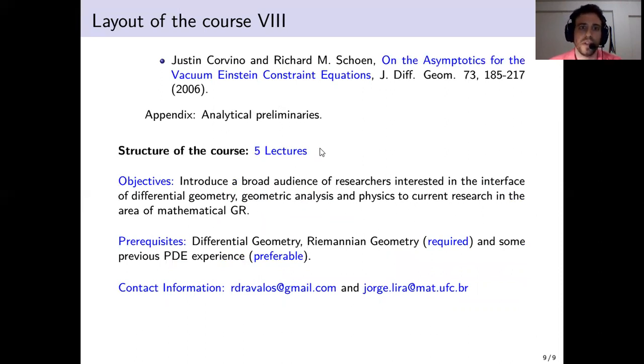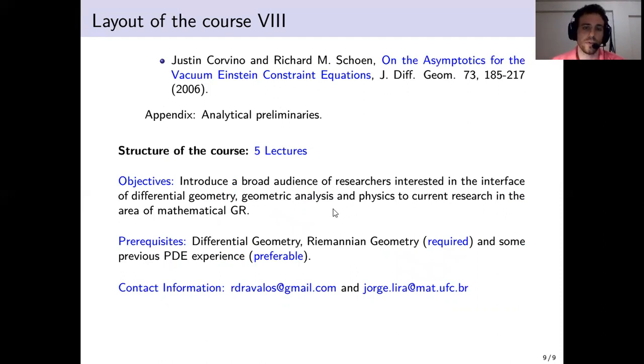This material will be presented within 5 lectures, and so probably not all the above material can be covered in the video lectures, but the idea is to cover most of it, and then for the audience to be able to complement these lectures with the written material. And the objectives are to introduce a broad audience of researchers interested in this interface between differential geometry, geometrical analysis, and physics to current research in mathematical general relativity.